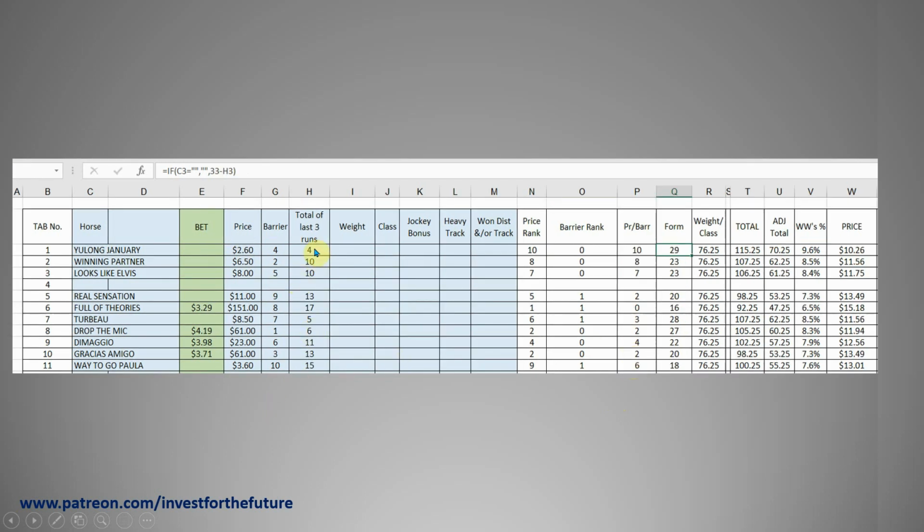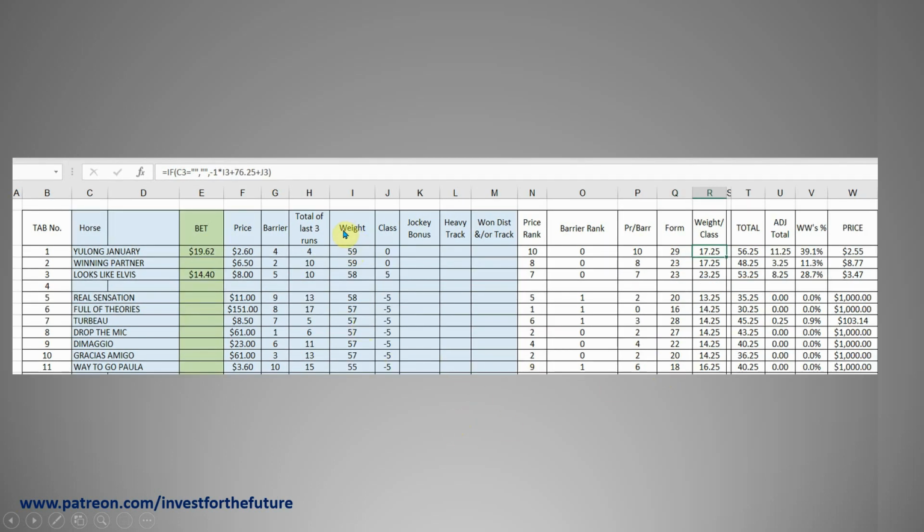Next, we enter the total of the last three runs, and the formula over here will calculate that. It's just 33 take away the total of the last three runs. So Yulong January had form of, I think, 2-1-1 or something like that, had a score of 4, so therefore its point score for form is 29, and so on. So that is calculated automatically. You don't have to go looking at the table.